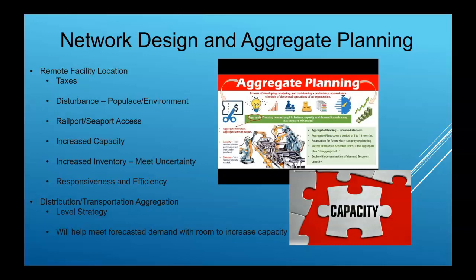Now, the network design and the aggregate planning model recommended will leave room for increased capacity, responsiveness, and efficiency. The remote location of the facility will allow for an increase in capacity if Grandma's Apple Butter needs it due to any uncertainty.